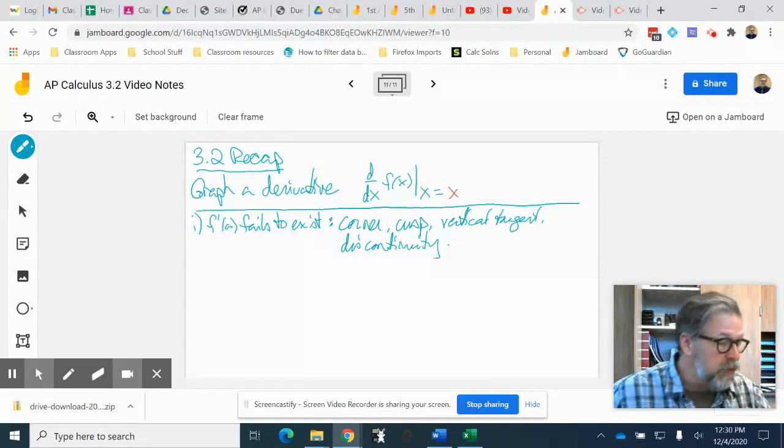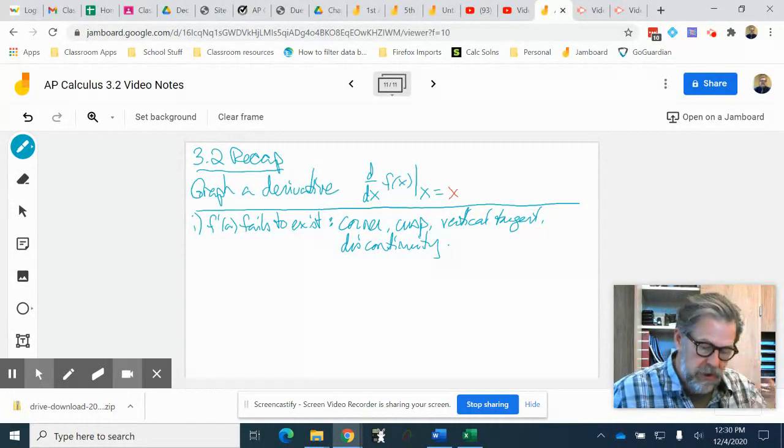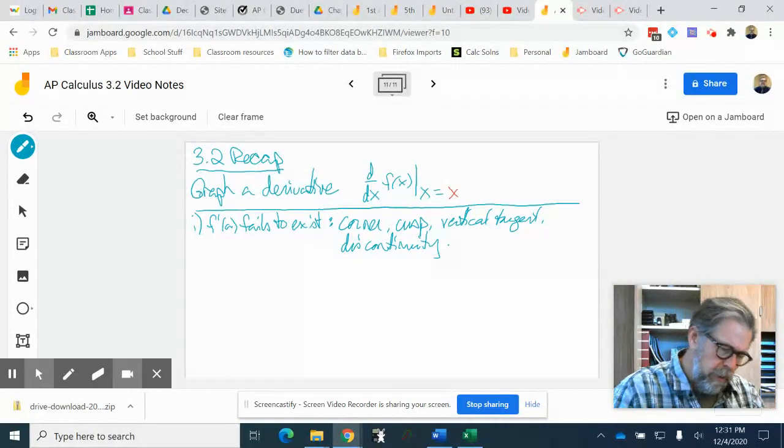It is useful to be familiar with the functions. One reason we spent so much time in Algebra 2 talking and exploring and investigating all those different functions is so that when you see absolute value, you're like, I know what that one is. I know where the problems are.